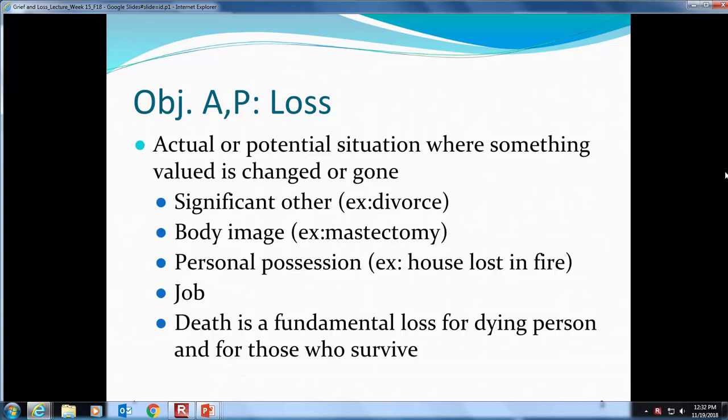Material losses are losses of a tangible object or possession, such as personal possessions in a house fire, while psychological losses do not have a physical form, but do have an important symbolic meaning. In the instance of a mastectomy, the loss is a combination. A person has the material loss of breast tissue, along with possible psychological loss of their feelings of sexuality.